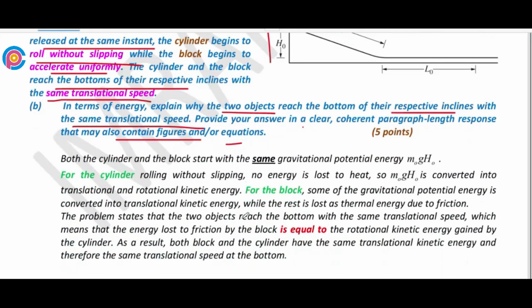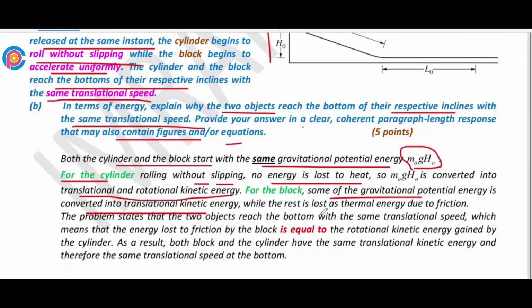Now, we have to discuss that both the cylinder and the block start with the same gravitational potential energy, that is mgh0, because they are at the same height. For the cylinder, rolling without slipping means no energy is lost as heat, because there is no slipping. So mgh0 is converted to translational and rotational kinetic energy. For the block, some of the gravitational energy is converted to translational kinetic energy. The rest is lost as thermal energy due to friction.